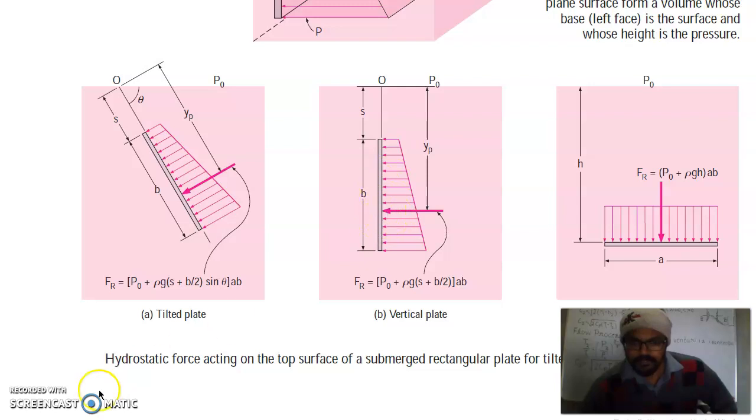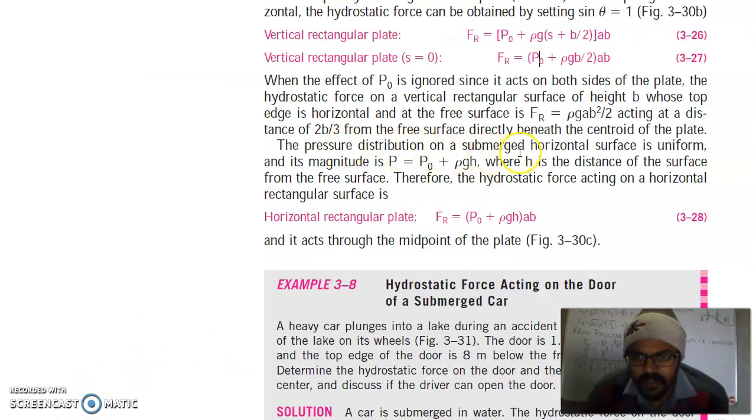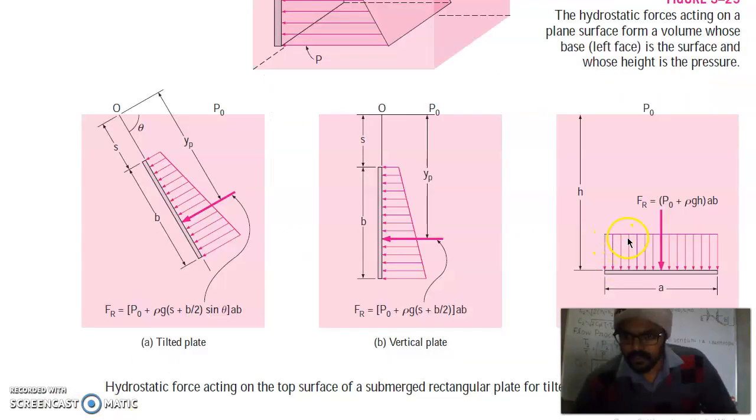In this case, the pressure distribution on the submerged horizontal surface is uniform and its magnitude is P naught plus rho gh. So here there is a uniform pressure distribution throughout the plate if the plate is horizontal, and it acts at the midpoint of the plate.